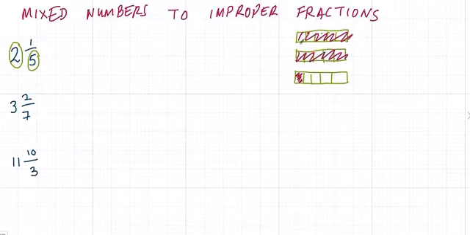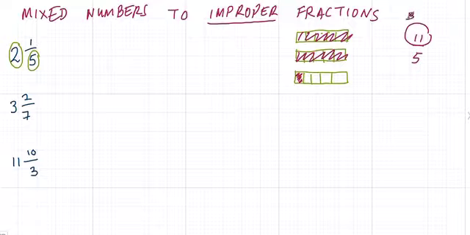Now if we count all together how many fifths we have, you can see straight away we've got 5, 6, 7, 8, 9, 10, 11. We have 11 fifths. So we know that this is going to be 11 fifths as an improper fraction. Remember that an improper fraction is where the top of your fraction is bigger than the bottom, so the numerator is bigger than the denominator.